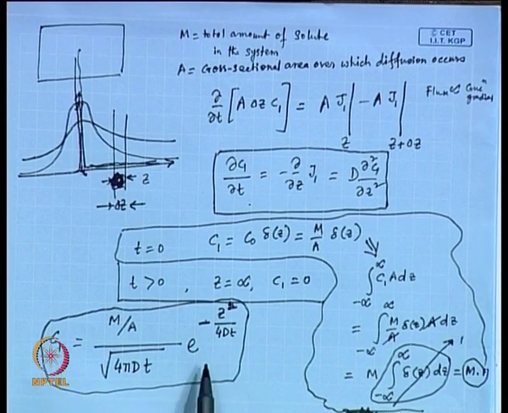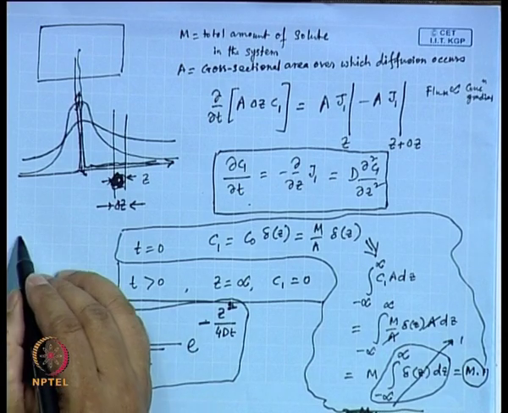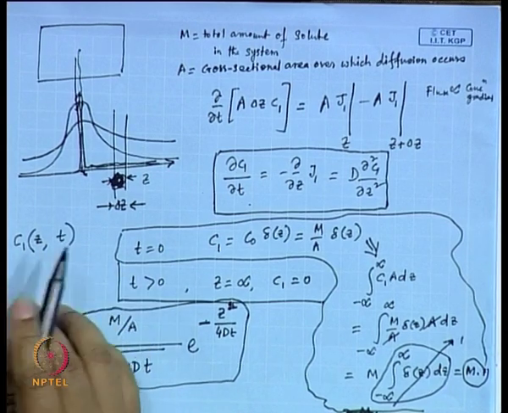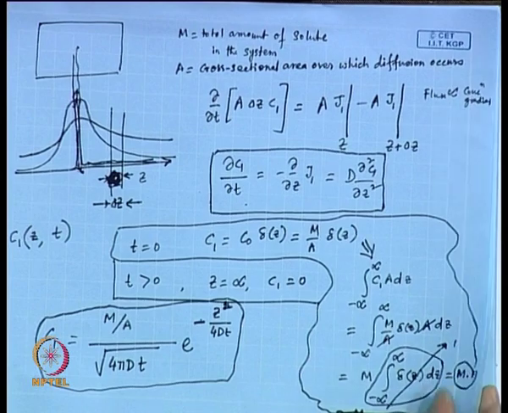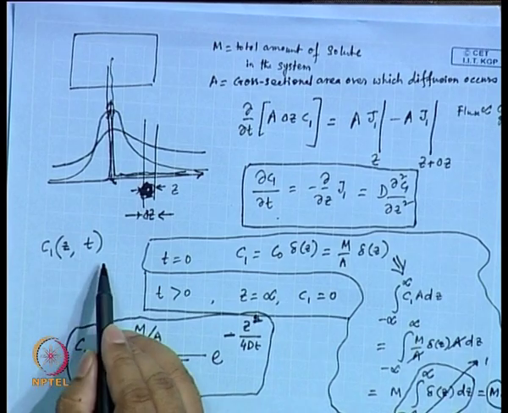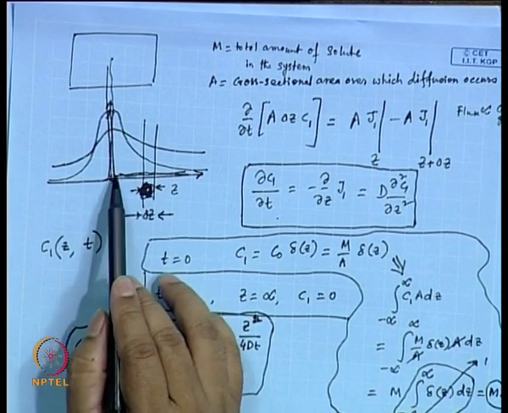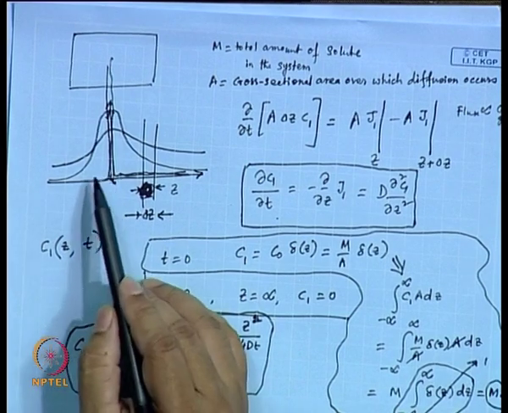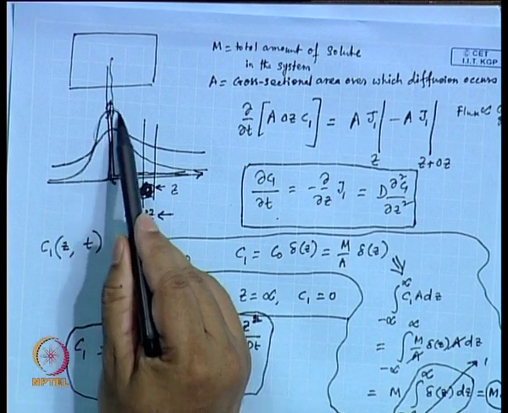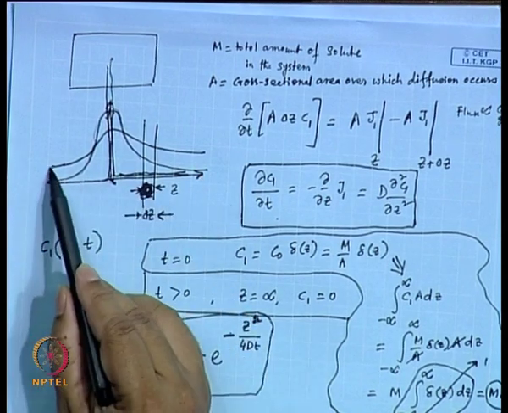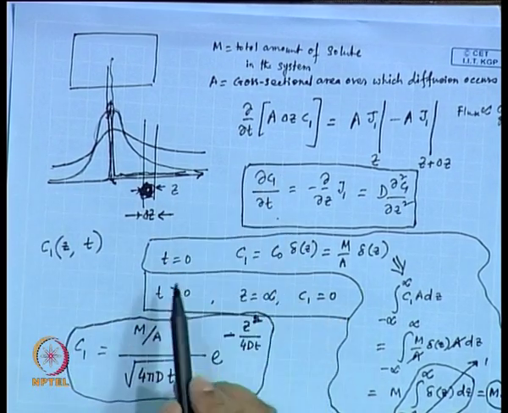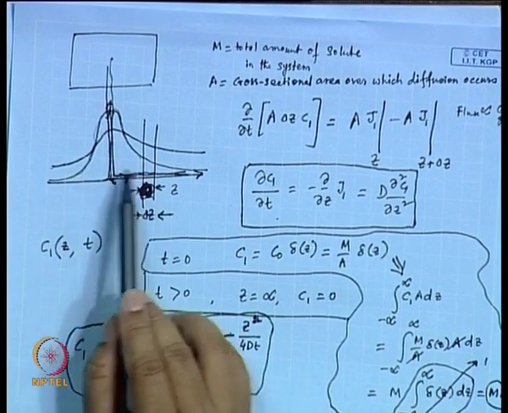So, basically what we said at the outset is that concentration C1 is a function of z and t, that means space and time. Initially it was a Dirac function. As time progresses, the next one is this one, and probably at t equal to infinity, the entire concentration would become uniform. So, with time and with space, the concentration changes.